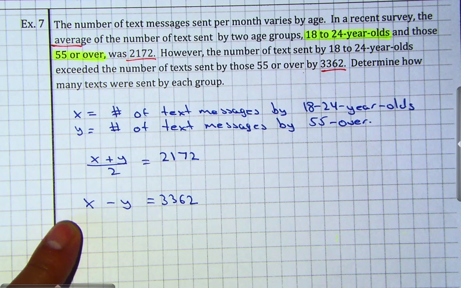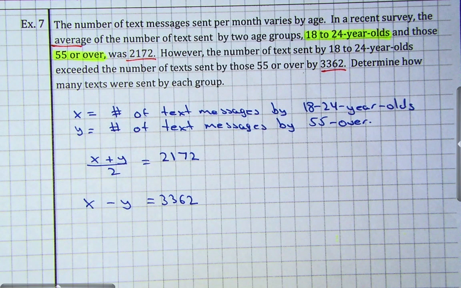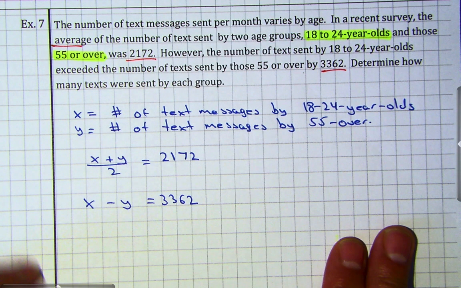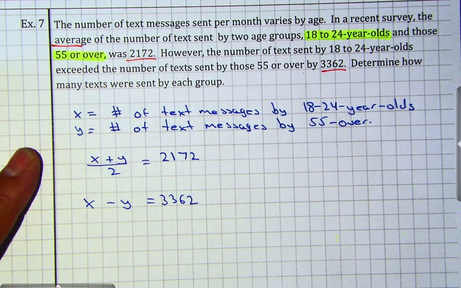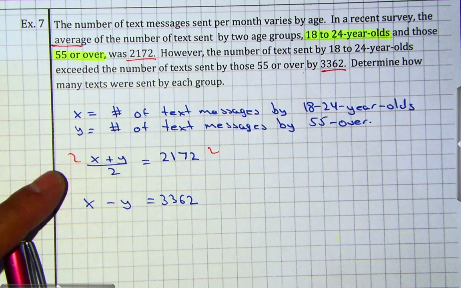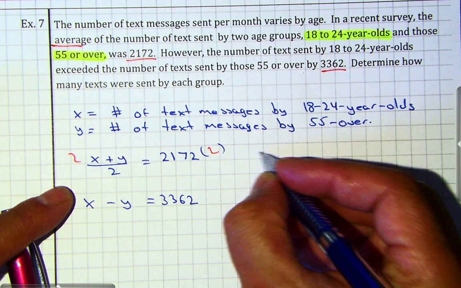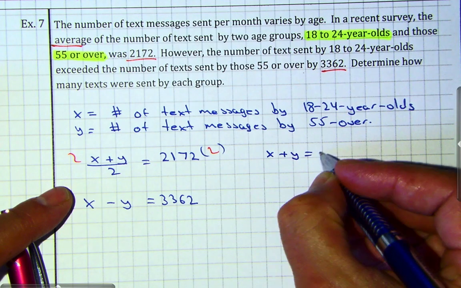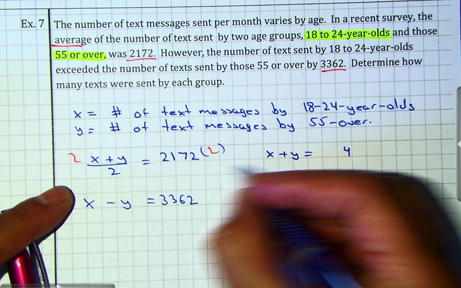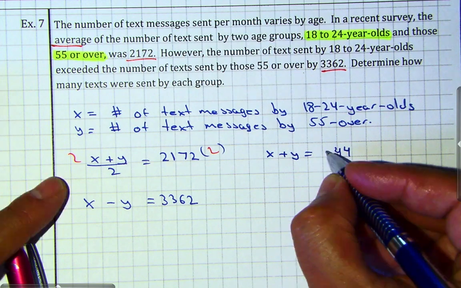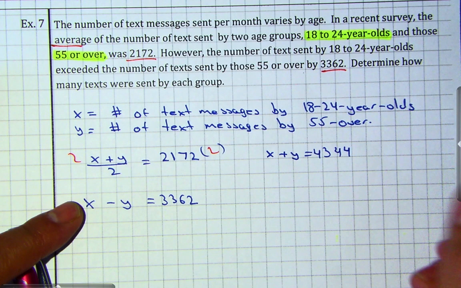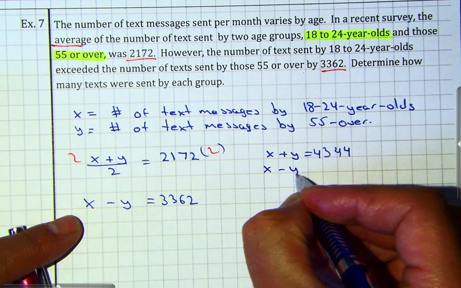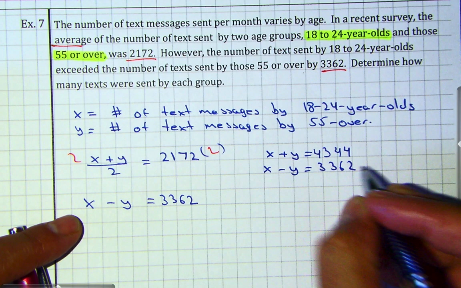And now I need to solve it for x or for y. Combination or substitution. What should I do first? Go and solve it, pause it, and we can check our answer afterwards. So one of the first things I'm going to do is multiply by 2 so I can cancel my denominators. Remember, we talked about that before. So therefore that gives me x plus y is equal to 4,344. And the second equation says the same.